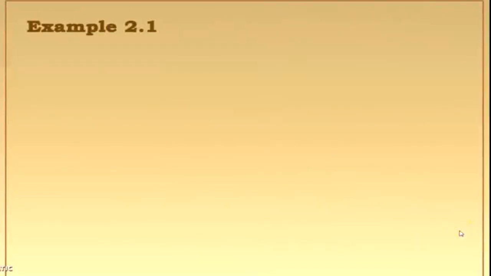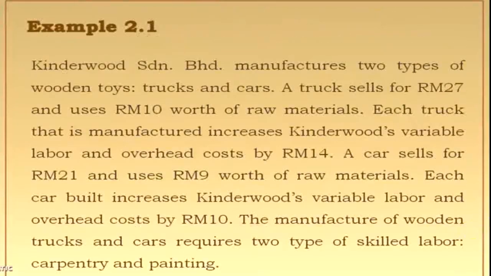Now let's discuss example 2.1. Kinderwood Sdn Bhd manufactures two types of wooden toys, trucks and cars. A truck sells for 27 ringgit and uses 10 ringgit worth of raw materials. Each truck that is manufactured increases Kinderwood's variable labor and overhead costs by 14 ringgit.